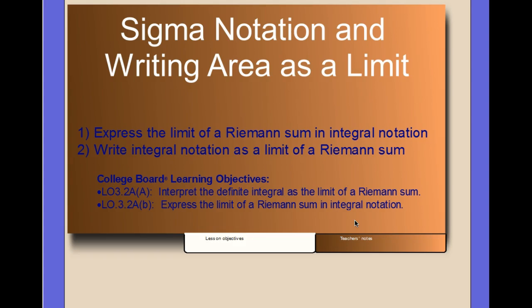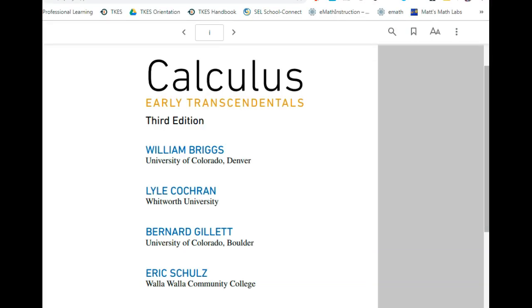to talk about, but we also want to focus in on a good conceptual understanding of what Riemann sums are and how we can use them to approximate the area under a curve. So in talking about Riemann sums, I want to share with you guys a resource I found from the textbook Calculus Early Transcendentals 3rd edition by Briggs, Cochran, Gillette, and Schultz.